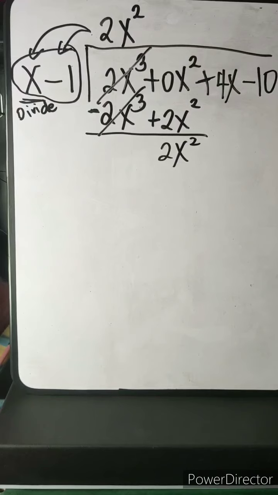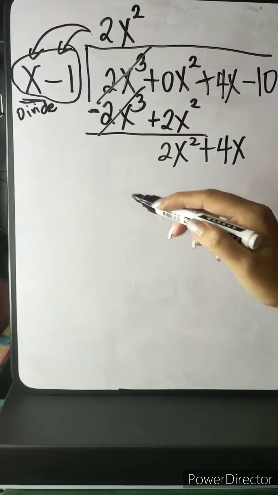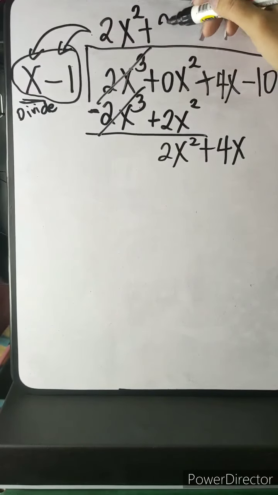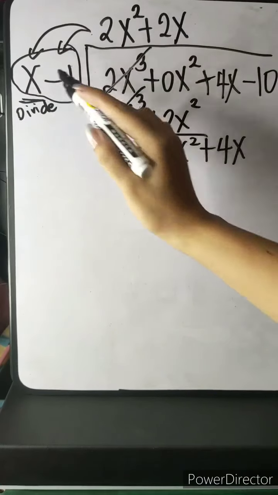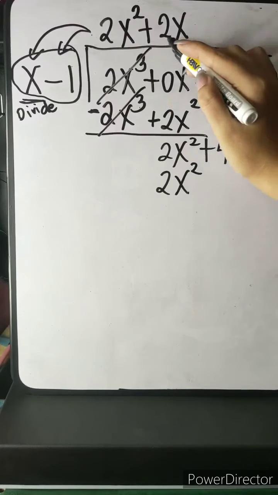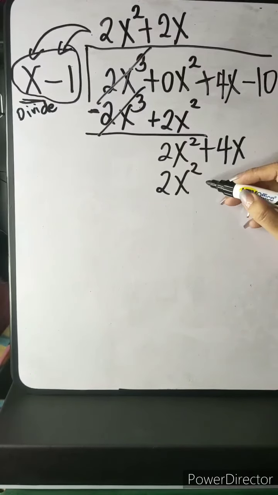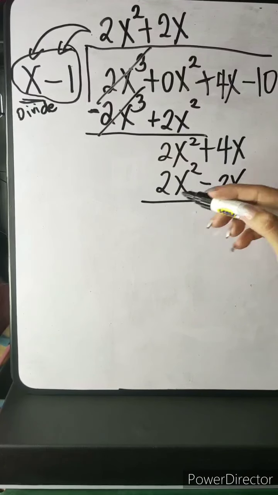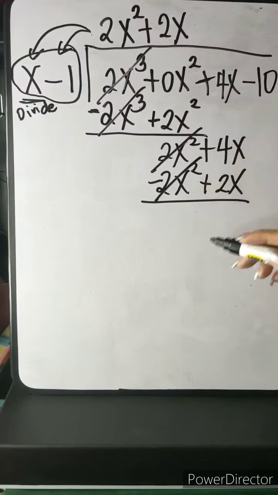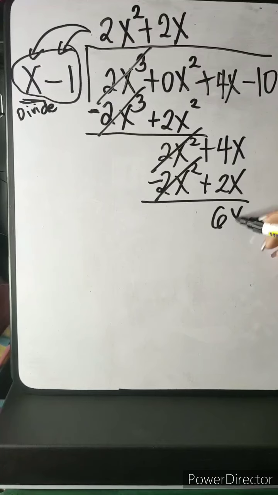And again, pagkatapos natin mag-subtract, we will be bringing down a number. O, yung next term natin. And again, divide natin. 2x squared divide x is positive 2x. Then, multiply natin ulit sa unahan. It will give us 2x squared. Multiply natin sa pangalawa. It will give us negative 2x. And then, magiging negative to, magiging positive to kasi change natin yung sign. Ito mawawala. And then, it will give us 6x and bring down again.